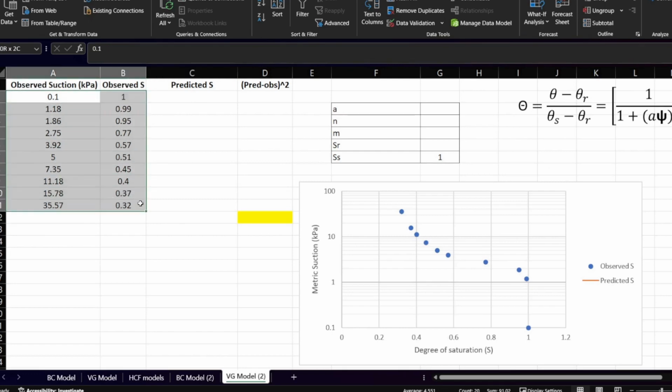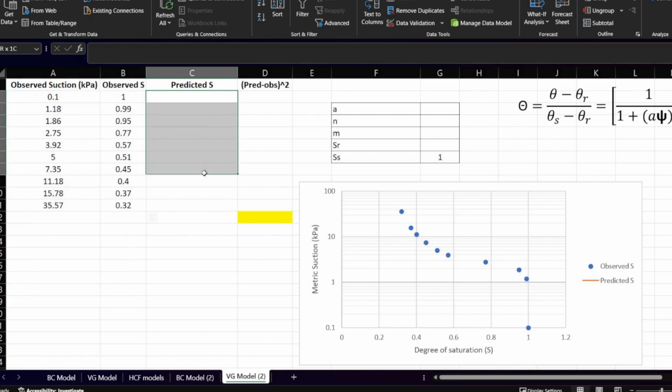First we have plotted this data in a soil water characteristic curve, that is matrix suction and degree of saturation, or you can switch the axes also. Then we'll apply the prediction equation given by Van Genuchten and plot this data also in the same plot to see how well it is fitting. Then we'll vary the values of a, n, m and Sr to better fit this model.